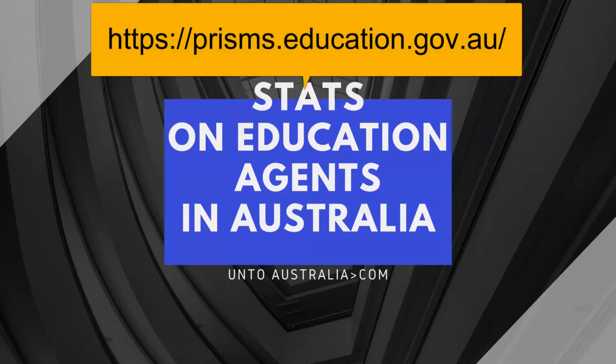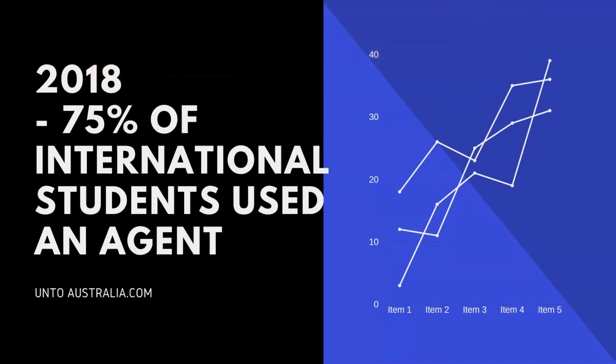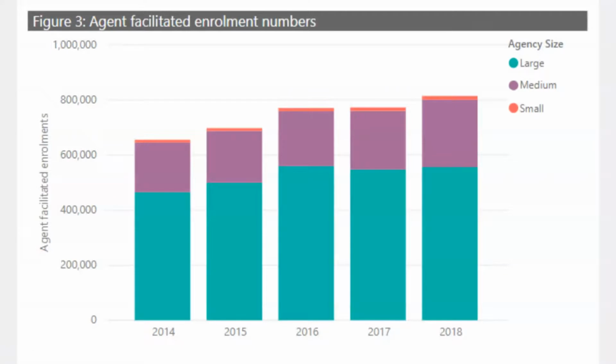Okay, the last section here is statistics on education agents in Australia. In 2018, 75% of the international students used an agent. So three quarters of all international students that came to Australia used an agent. You can see here in 2018 there were 800,000 enrollments through using an agency.